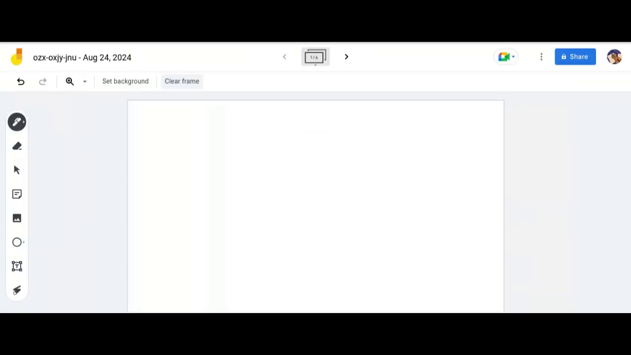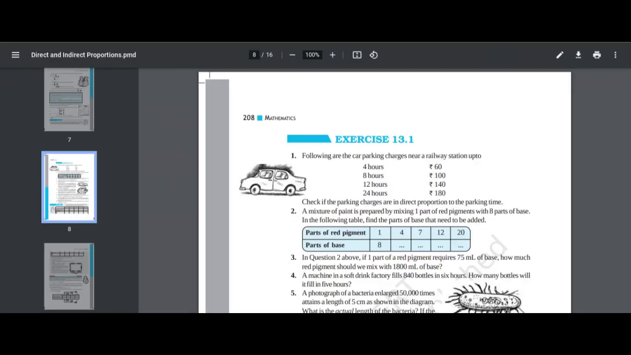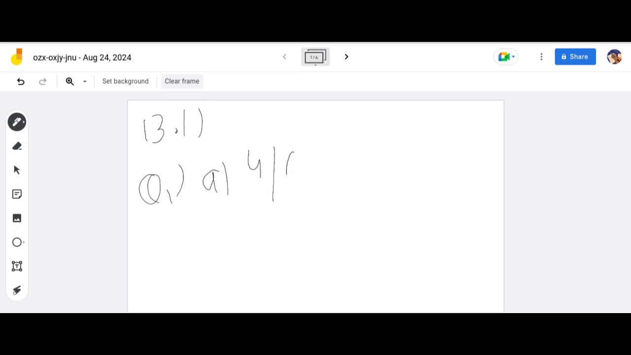Okay. For exercise 13.1, question number 1, part A, if I divide the first one, we have to divide 4 with 60. The answer is 15. If I got the same answers, then they are in the same proportionality, it means they are in direct proportion. If they are not, that is not a direct proportionality. So 60 by 4 is 15, and 100 by 8 is 25 by 2, again not the same proportionality.